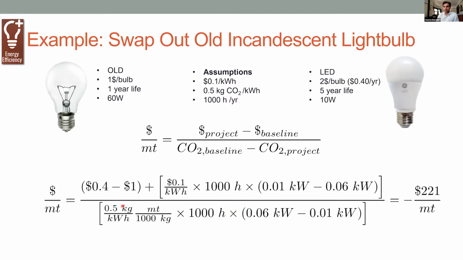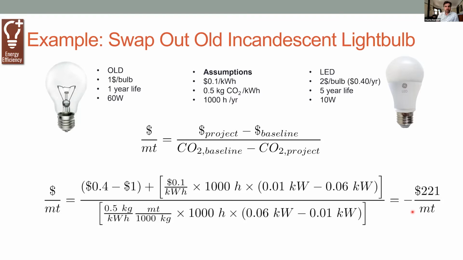And then this carbon intensity is multiplied by the amount of energy that we use, which is going to be the exact same equation as above, but now we are doing baseline minus project, because we're trying to see how much carbon we're avoiding. So we used to burn 60 watts times 1,000 hours times this carbon intensity, but now we're only burning 10 watts times 1,000 hours times this carbon intensity. And so there's that delta down here. And so it turns out this saves $221 per metric ton of CO2.